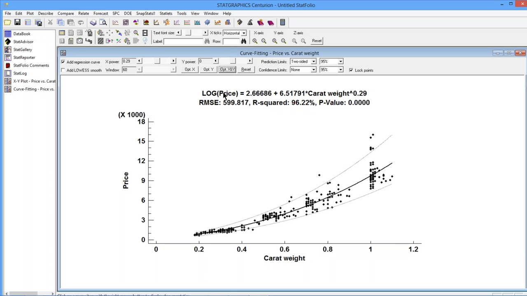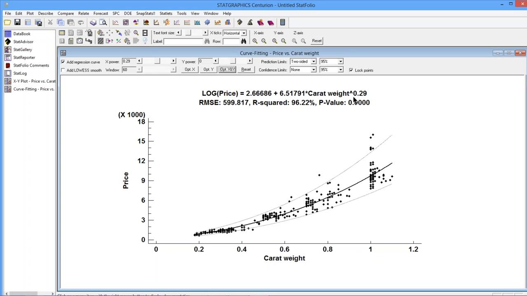We find lots of pricing models in which taking the log is appropriate. As far as the X factor is concerned, it said the best power transformation was to take carat weight and raise it to the 0.29 power. Well, 0.29 is very, very close to 0.33, so it's very close to being the cube root of carat weight. And in fact, that's the model I'm going to work with the rest of this morning.